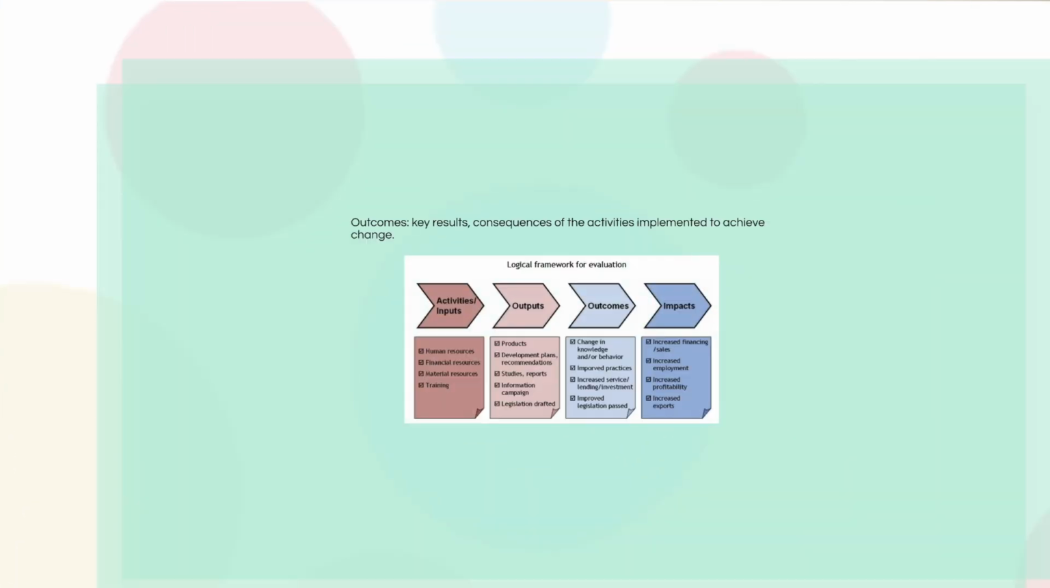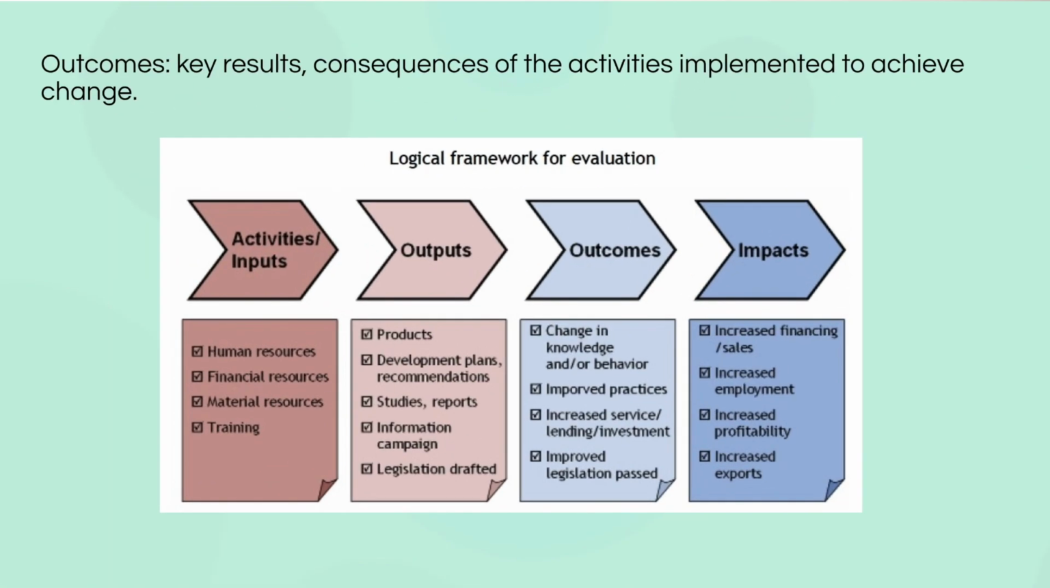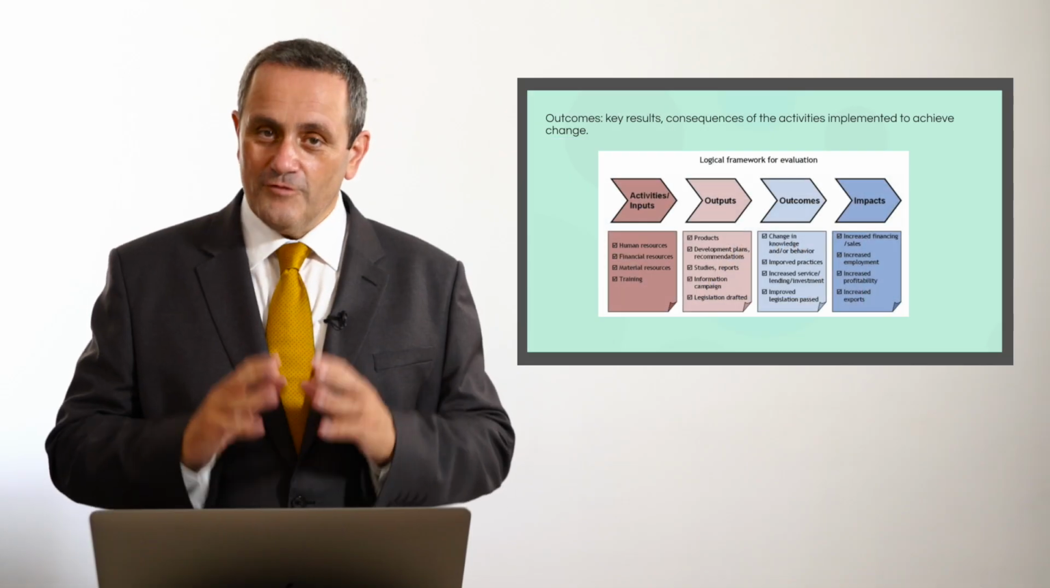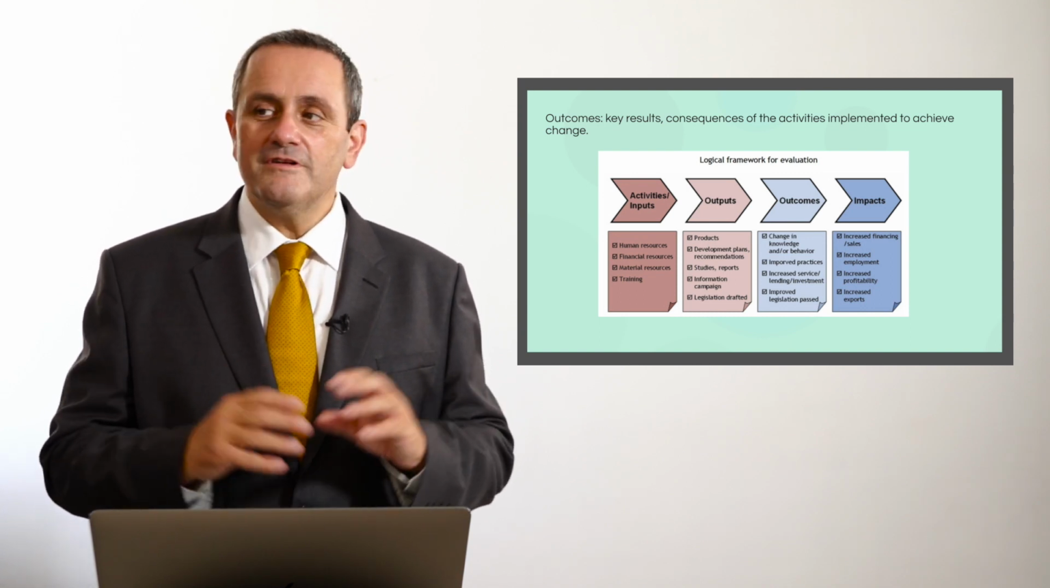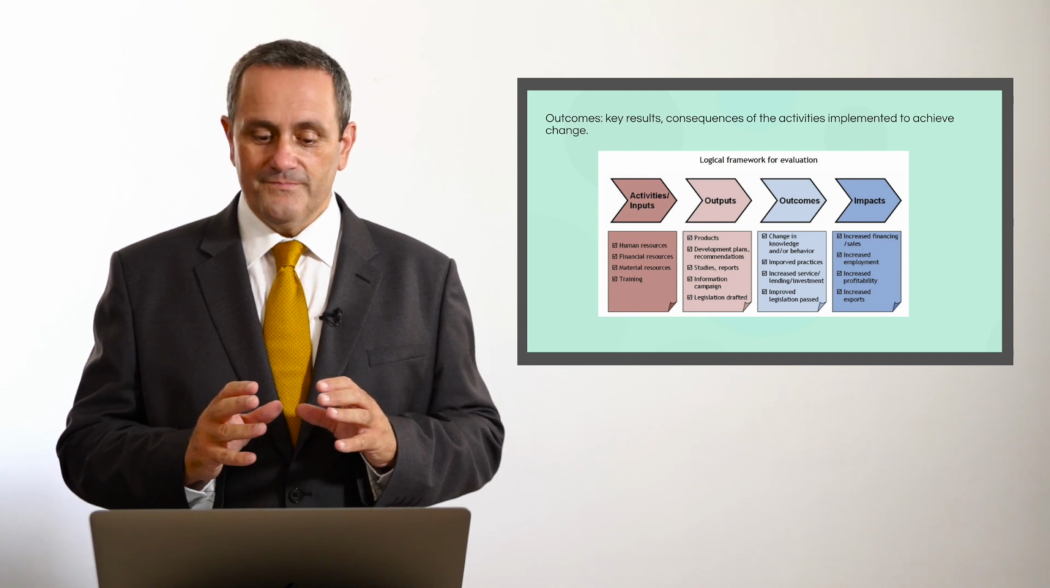And here we stay on the logic frame. This is an example of a logical framework. First, we have the activities and the inputs. Then what these activities will produce, the outputs. Then the outcomes. And then the impacts. Keep in mind, vocabulary is very important. Outcomes and outputs are often mistaken for each other.